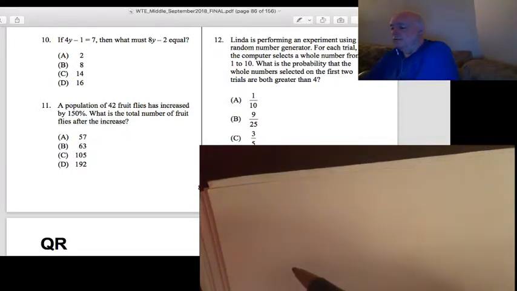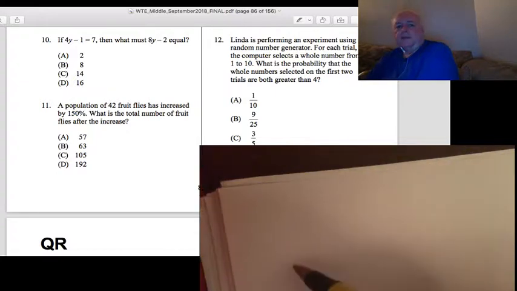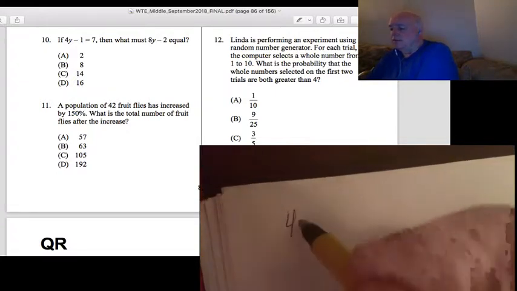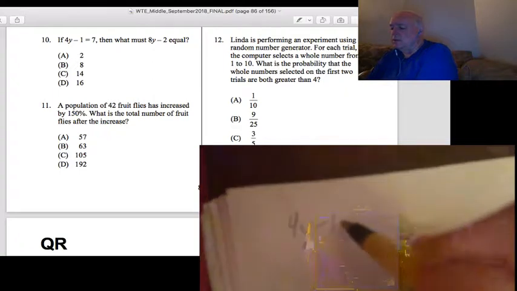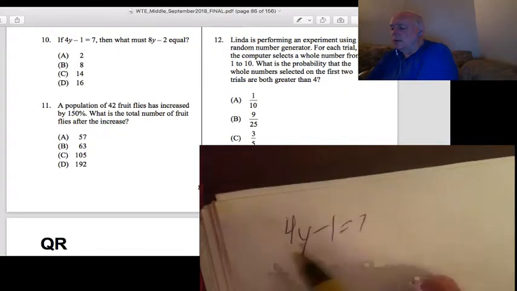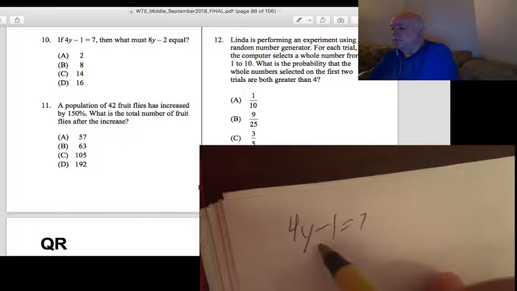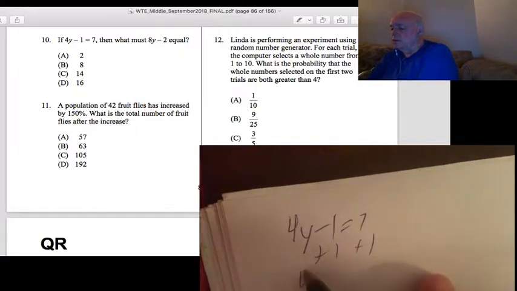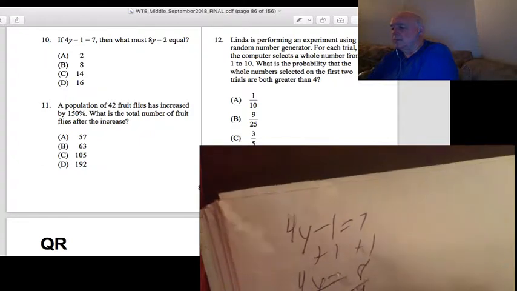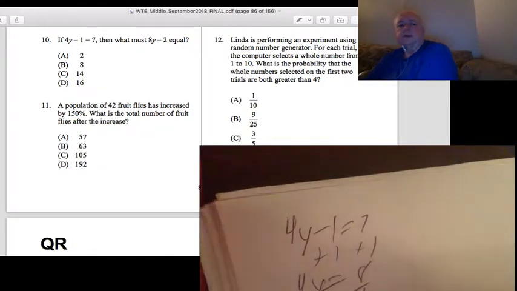So we have 4y minus 1 equals 7. So what we have to do is solve for this. So we're going to add 1 to both sides. We get 4y equals 8. Divide both sides by 4 and get y equals 2. I'm going to double check that that's right. So that's 8 minus 1 is 7. Yep, that works. And then we're going to do the same thing for the other equation.